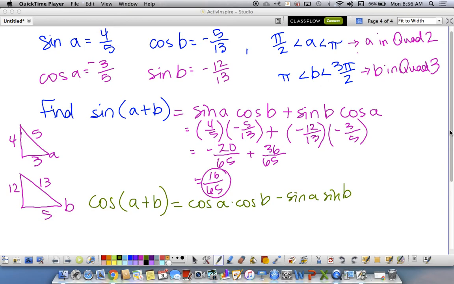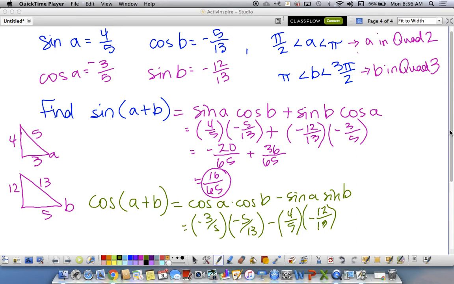Alright, so cosine A. Do we have all the information? Cosine A is negative 3/5. Cosine B, sine A, and sine B. We are using the exact same numbers, so we don't have to go find out anything else. Everything is given to us.